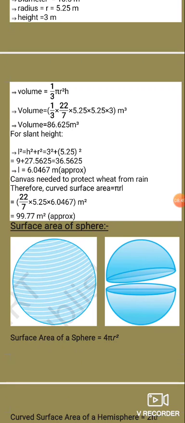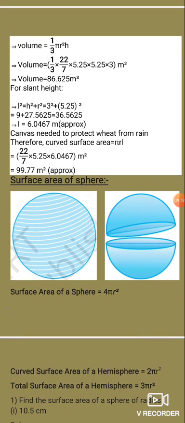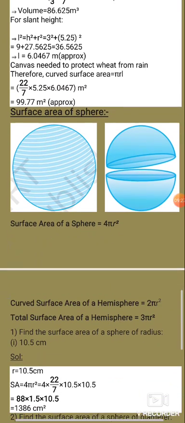Now the next solid, the last solid, is the surface area of the sphere. Okay, so surface area of the sphere is equal to what? 4 pi r square. So sphere is that. The second figure is what? A hemisphere. When we cut that sphere into two equal parts, each one is a hemisphere. So the curved surface area of the hemisphere is 2 pi r square, and it has two faces. So total surface area of that hemisphere is equal to 3 pi r square.